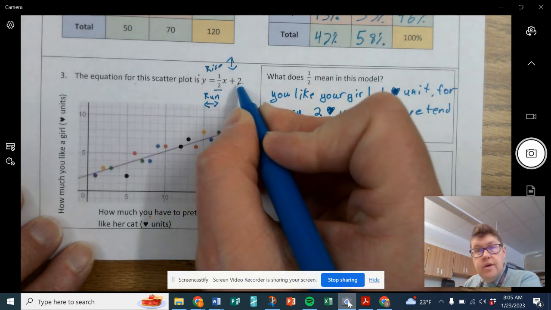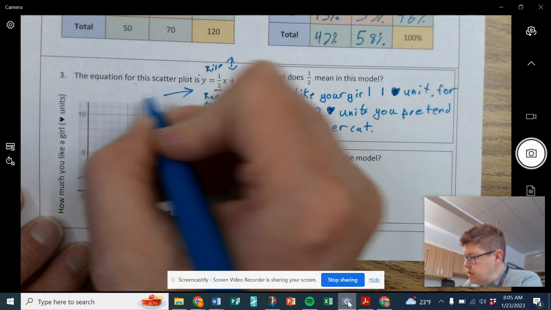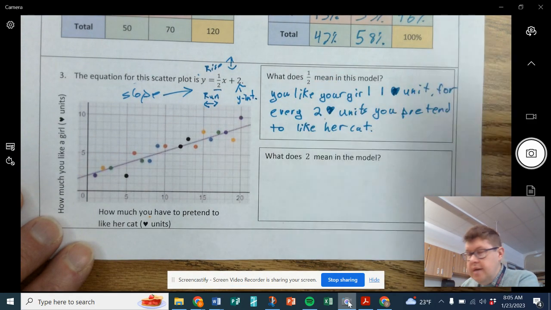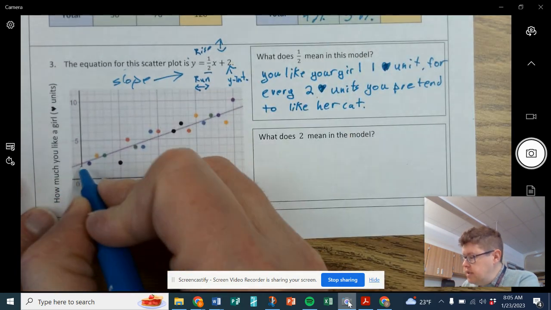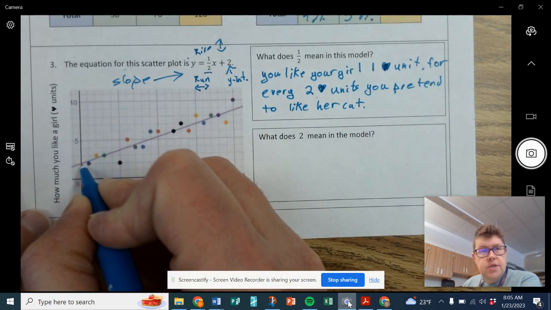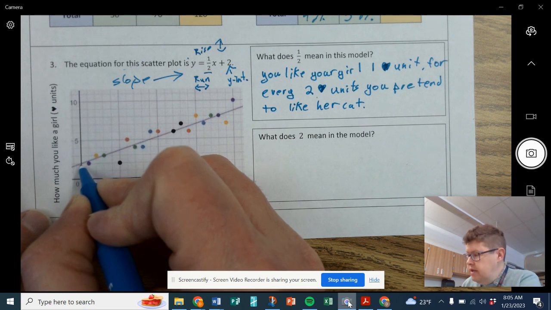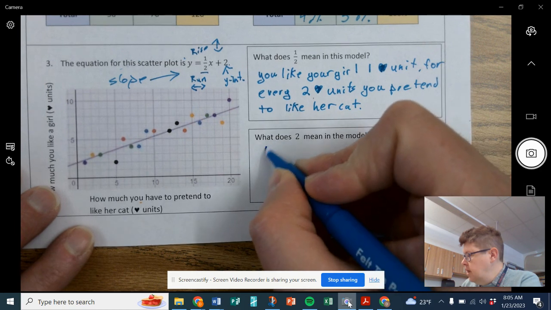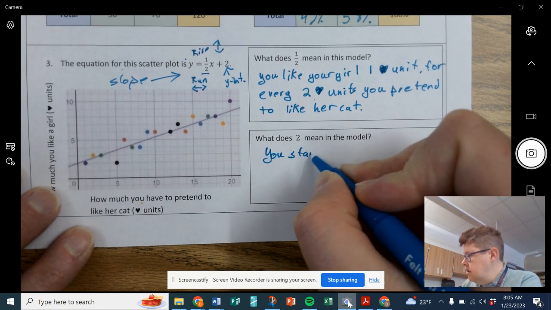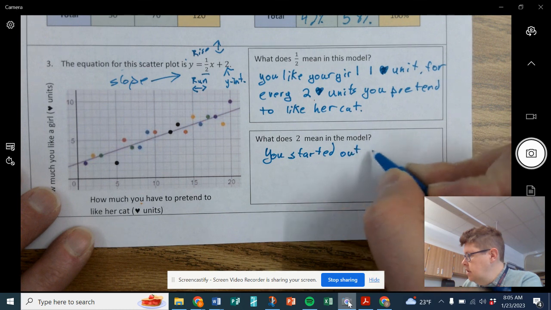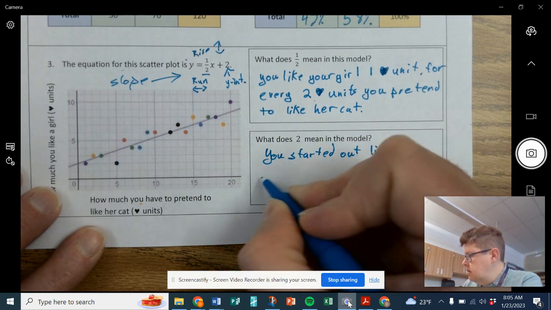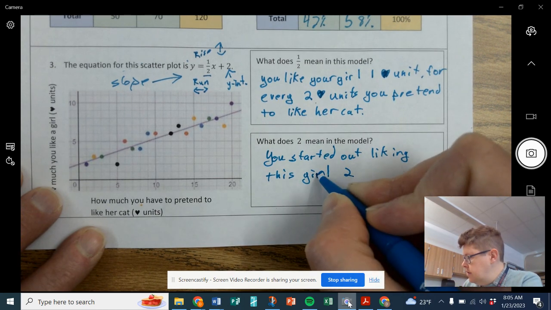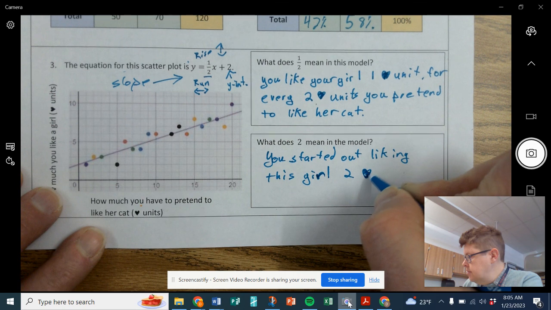Well, 2, that's your y-intercept right here. That's your slope, and this is your y-intercept. So the y-intercept is your initial value, your starting point. When you first start your relationship, you start liking this girl at 2 heart units. So what does 2 mean in this model? You started out liking this girl 2 heart units.